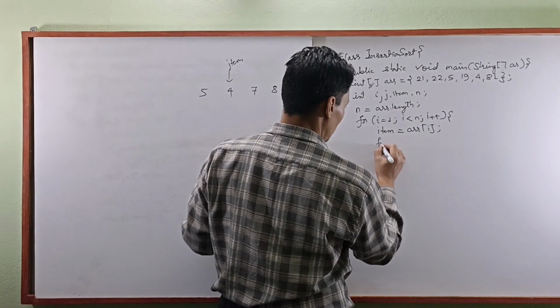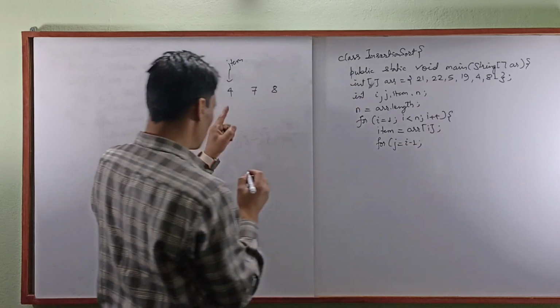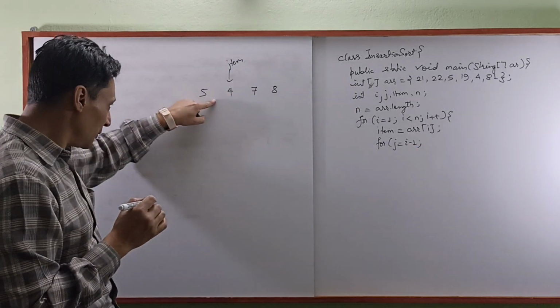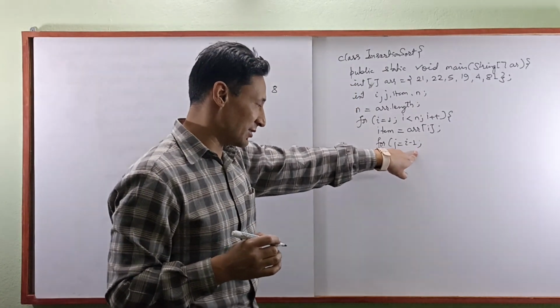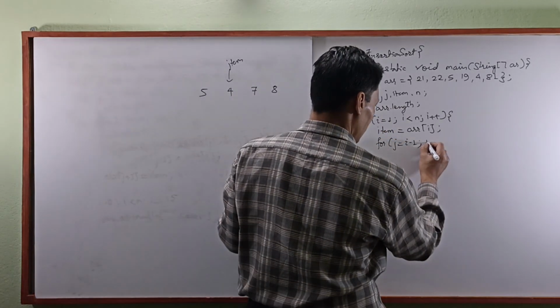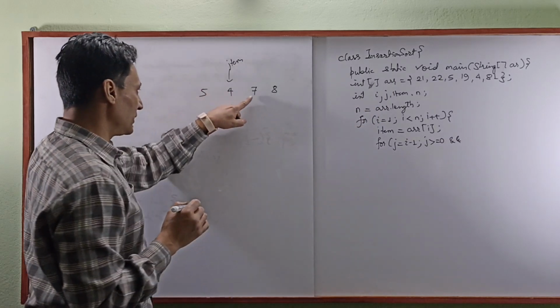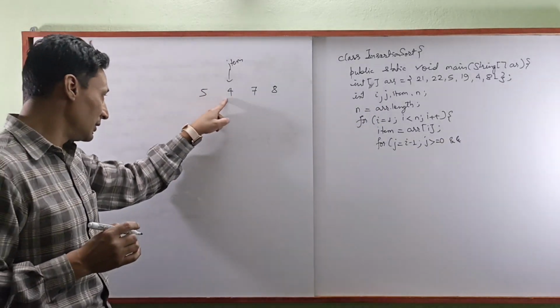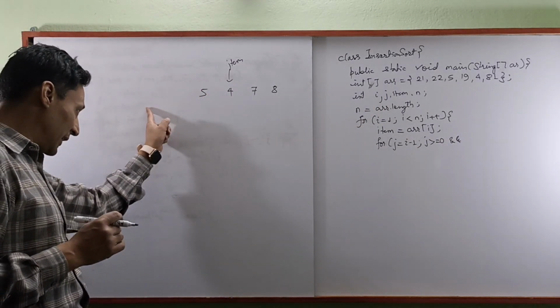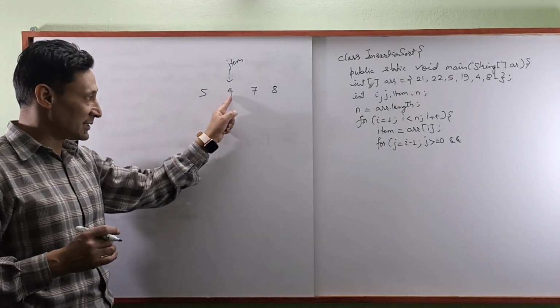So we have to use another loop, for j equal to i minus 1. We have to compare the item with the elements before this, so j has to be decremented. i minus 1 is assigned to j. Now j should be greater than or equal to 0, and we will be comparing this element until we reach the beginning of the list, or we find an element less than this element.